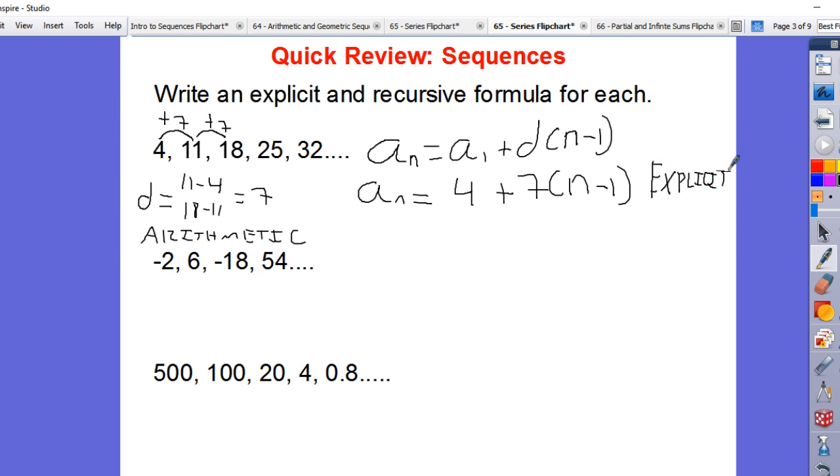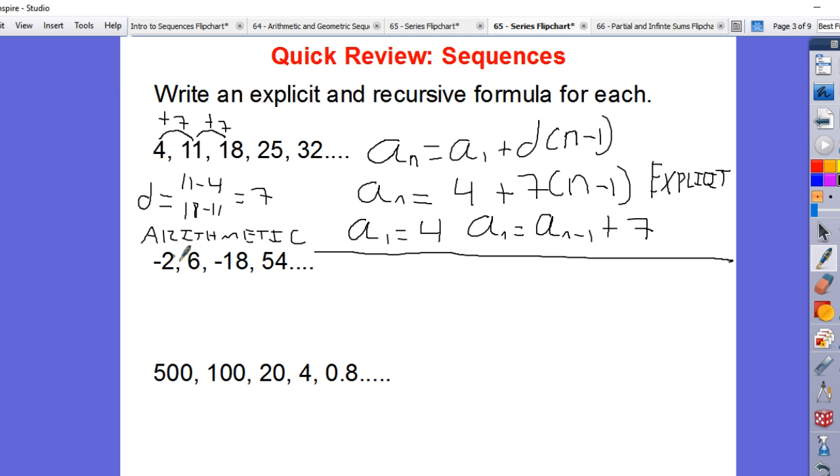That's our explicit formula. For our recursive formula, first we have to indicate what A1 is. What's A1 here? And then recursively, AN is equal to, our current term is equal to the previous term. What do we do to the previous term to get to the current term? Add 7. So AN is equal to AN minus 1 plus 7.